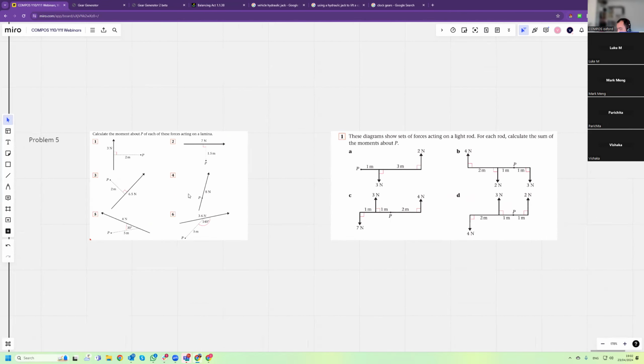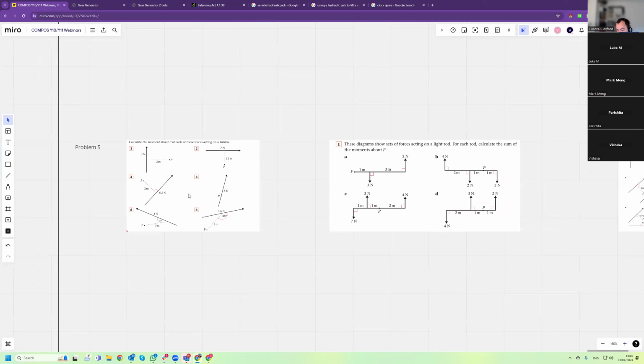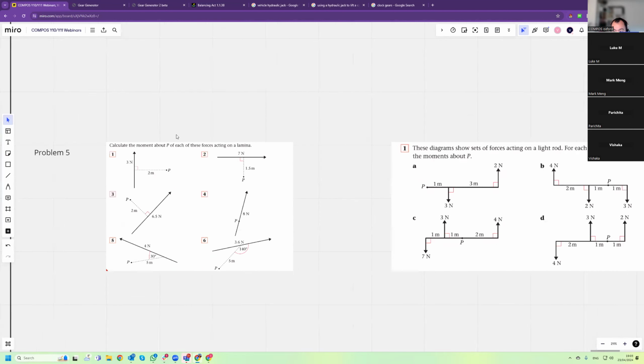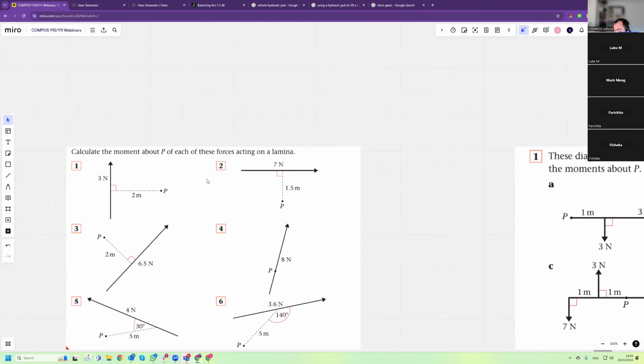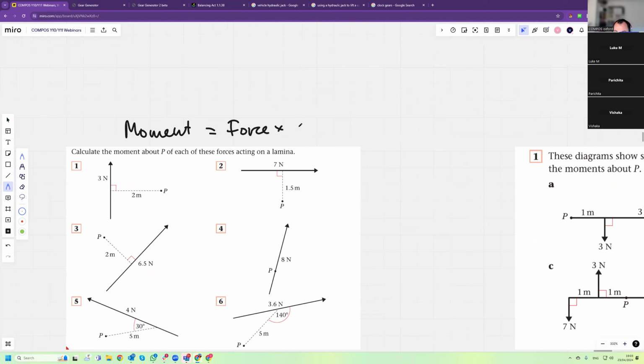A moment of a force, and this is crucial. We're getting very mathsy at the moment. A moment of a force is force times the perpendicular distance to the pivot. So moment of a force: moment is force times perpendicular distance to the pivot. That's important.